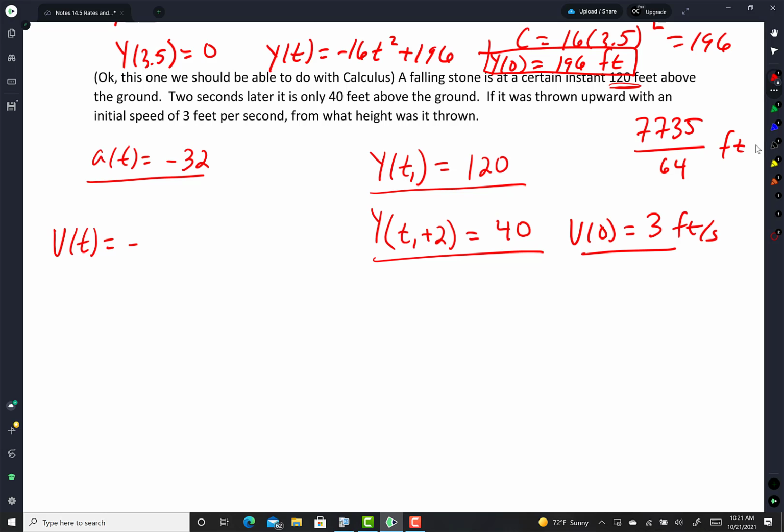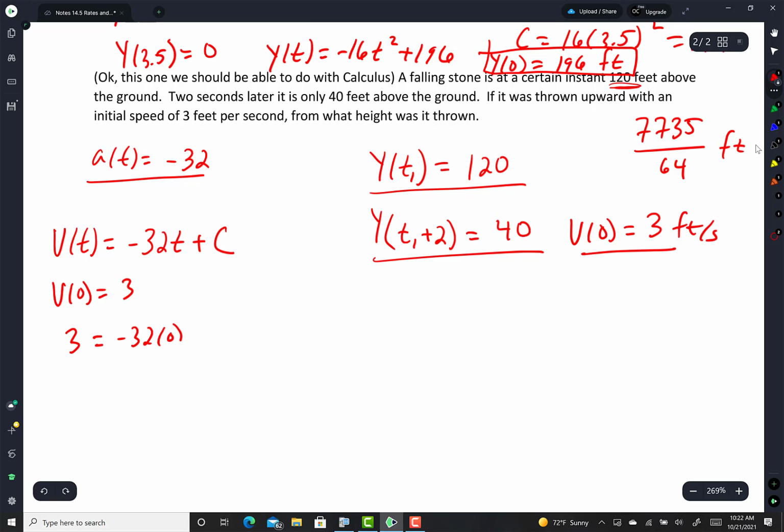The antiderivative of that is negative 32t plus c. Are we okay there? I have an initial velocity. If you can see it and you're super advanced, you can make the c already 3. If you don't see it, relax. V of 0 equals 3, so 3 equals negative 32 times 0 plus c. From there, you can tell that c is 3. All I did was use velocity initial was 3.